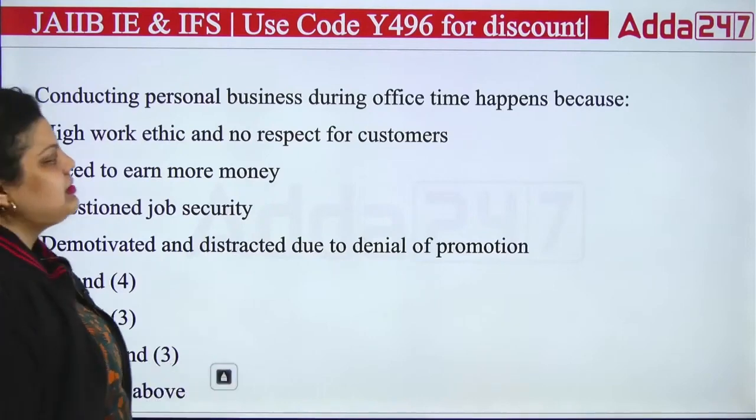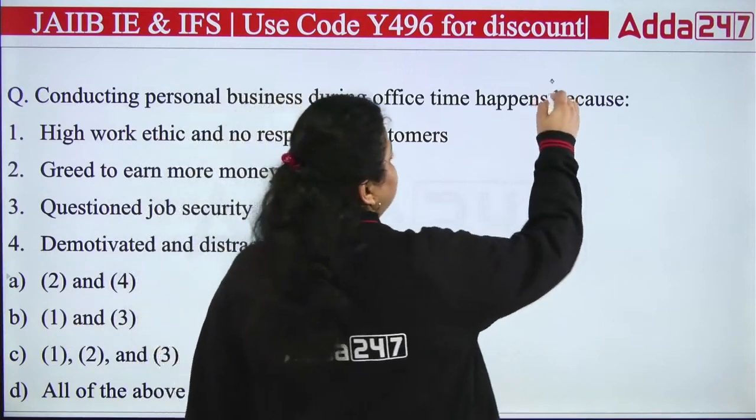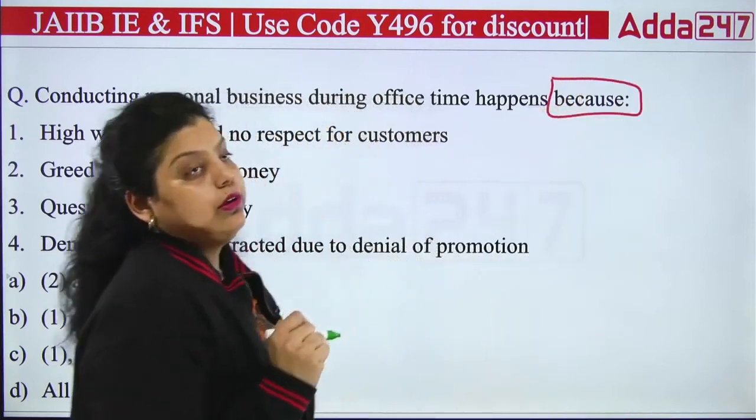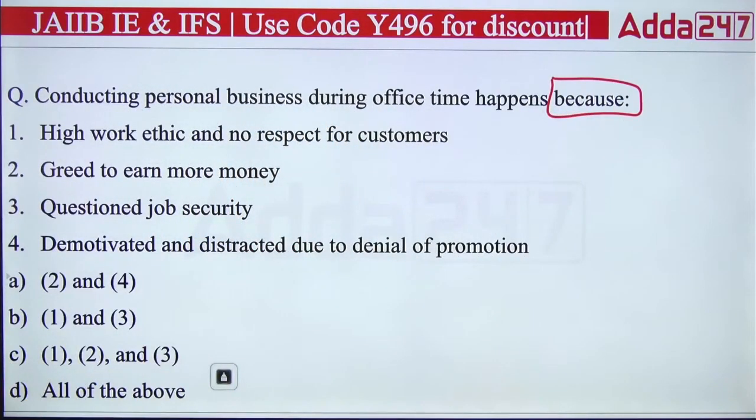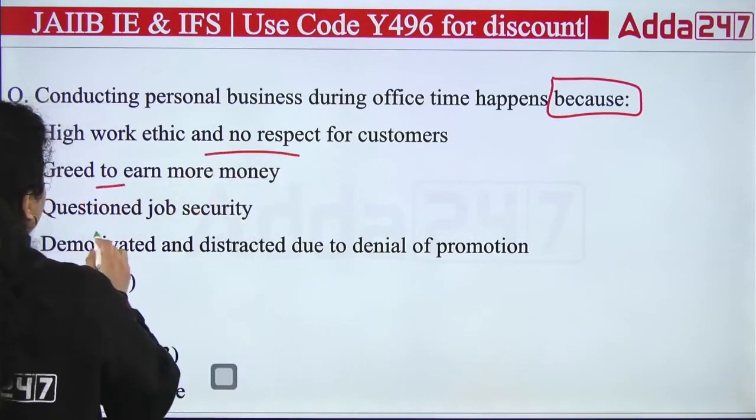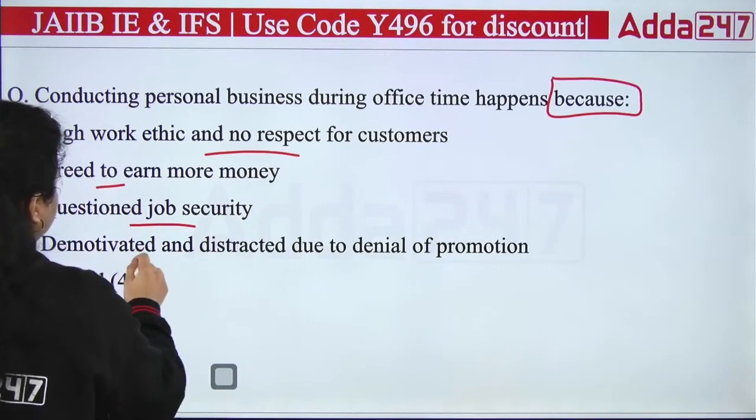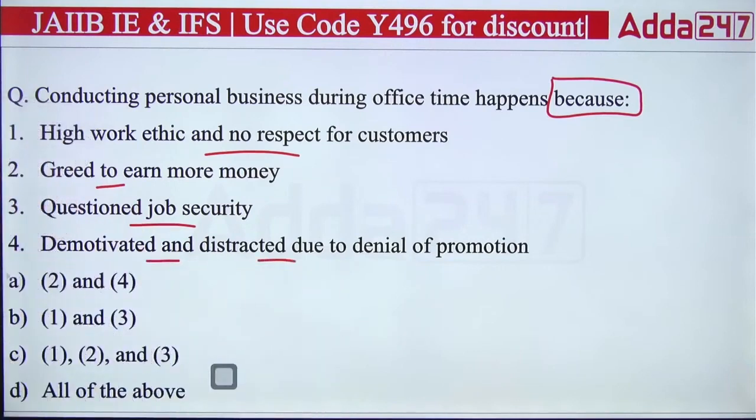Conducting personal business during office time happens because of which of the following reasons? First, high work ethic and no respect for customer. Second, greed to earn more money. Third, question job security. Four, demotivated and distracted due to the denial of promotion. So what are the reasons because of which people are actually performing personal business during the office hours? A, B, C or D?